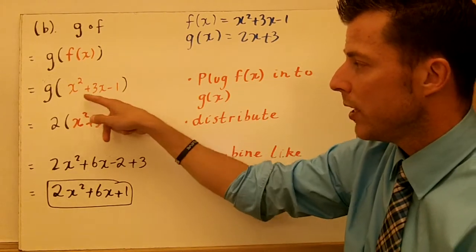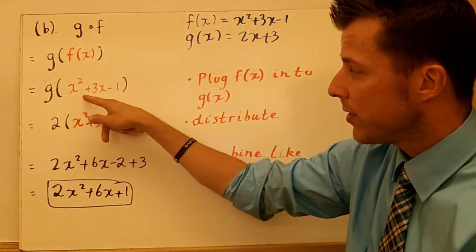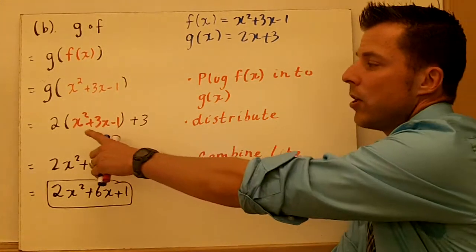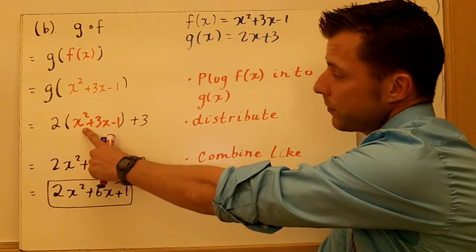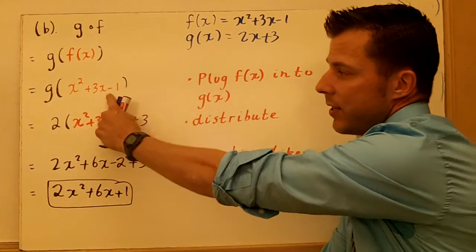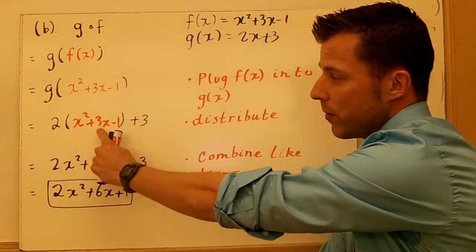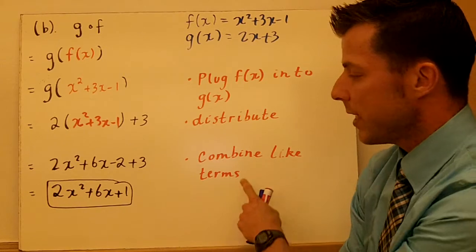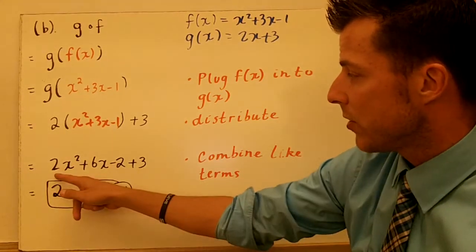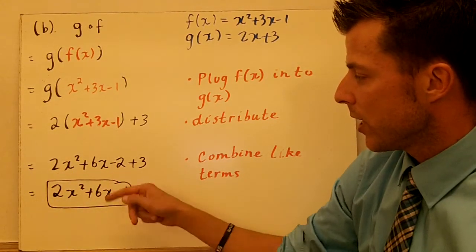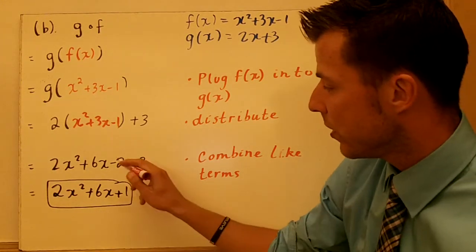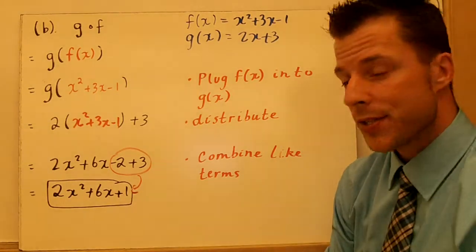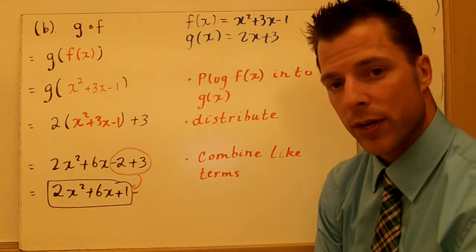And now you plug in, your new argument for g is not x anymore. It's this argument, x squared plus 3x minus 1. So 2 times x plus 3. Our new x is this. So we have 2 times the quantity x squared plus 3x minus 1. We distribute the 2 and then combine like terms. So we've done that here, distribute the 2 and combine our like terms. The only like terms that we have here are the 2 and the minus 2 and the plus 3, which gives us 1 there. Again, this is a polynomial, so the domain would be all real numbers.